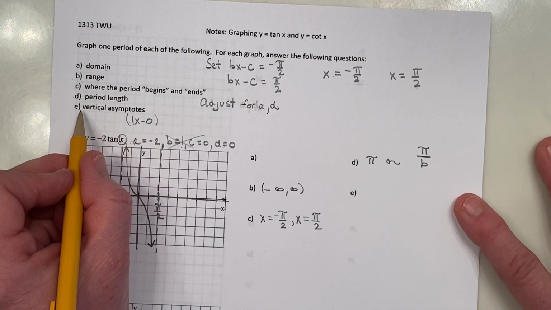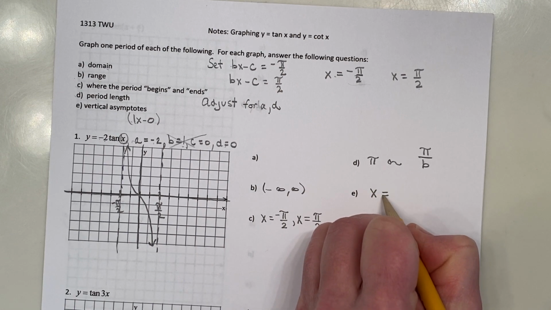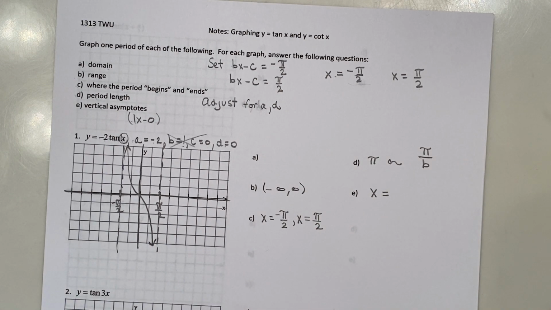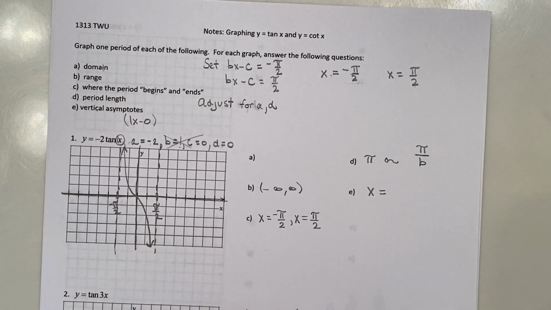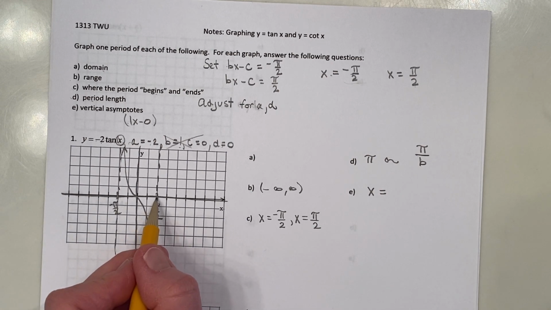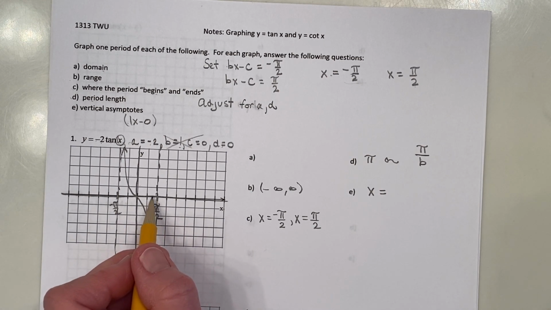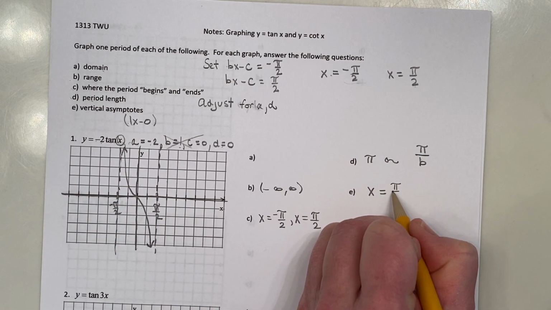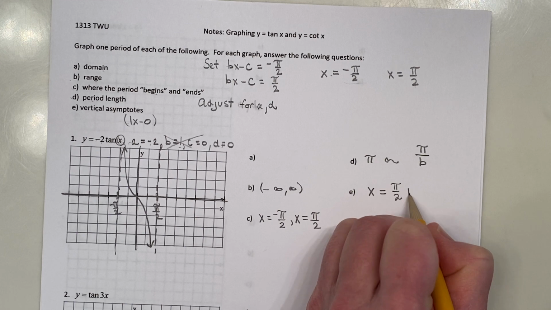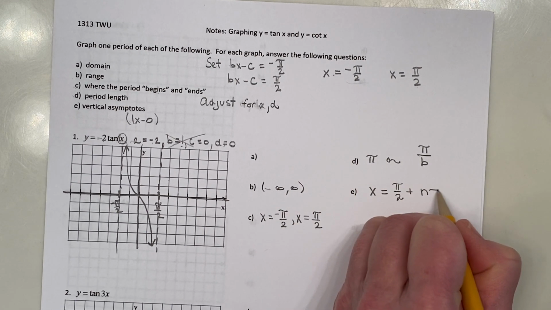Probably the most difficult is going to be the vertical asymptotes. Not so much for this graph, but maybe later in some of our more complicated problems. So vertical asymptotes, what we did was we had that condensed version to list all the vertical asymptotes. Common practice, let's start with the first positive vertical asymptote if I don't have one at x equals 0. So pi over 2 plus, and it's always an integer multiple of the period, so n pi.